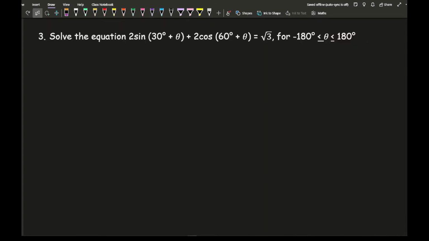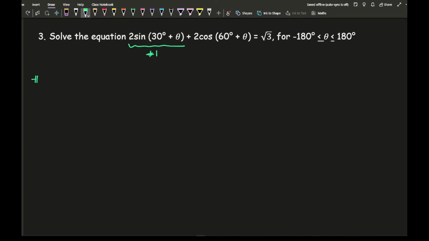Now with this third question, it says solve the equation 2 sine (30 degrees plus theta) plus 2 cos (60 plus theta) equals root 3, for minus 180 to 180. Now for this particular question, it is quite long, but we've got to make sure that we're taking it in terms of components. So let's have a look at working with this first.